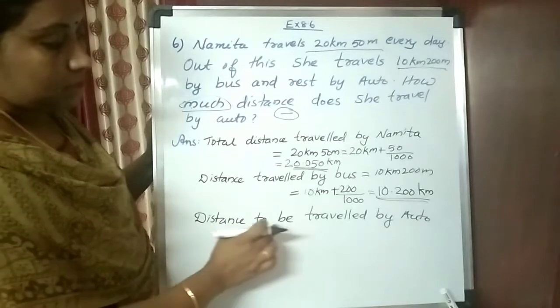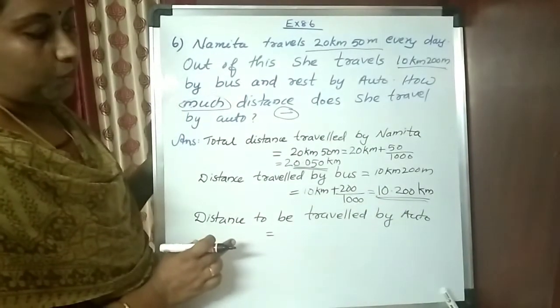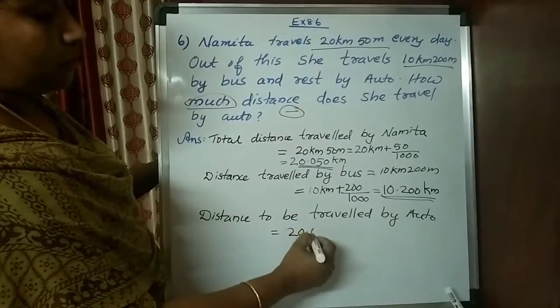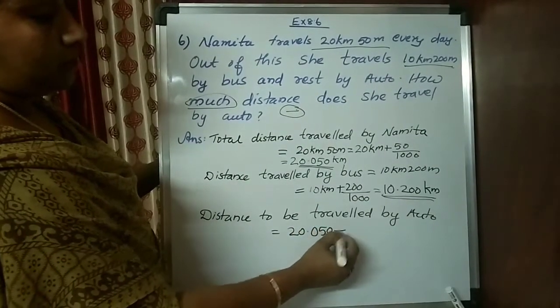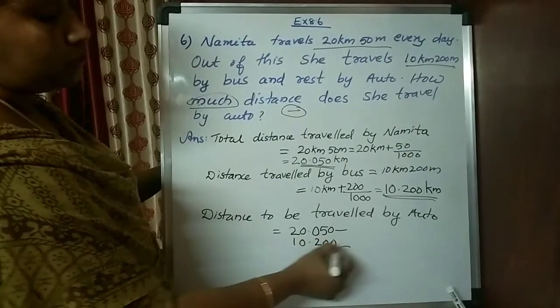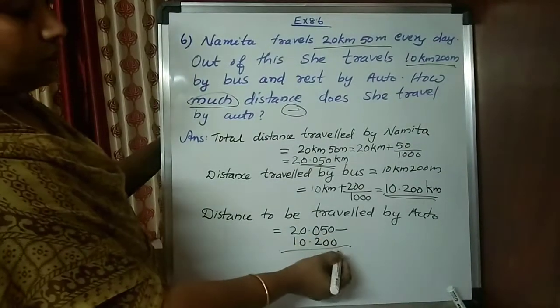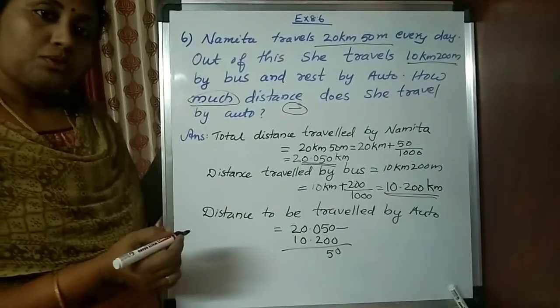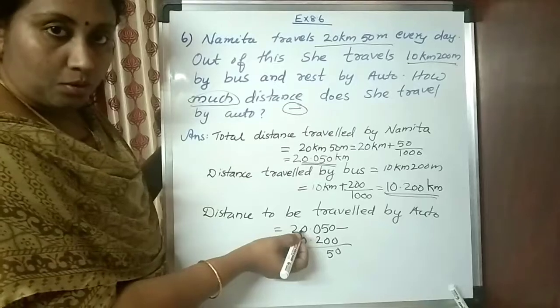Then distance to be traveled by auto. Here you subtract the given numbers, that is 20.050 minus 10.200. Then you subtract 0.5 minus 0, 5. 0 minus 2 is possible? Not possible. But here also 0.